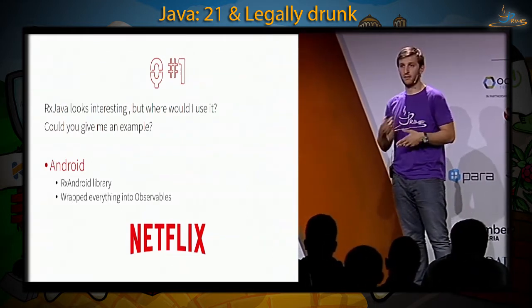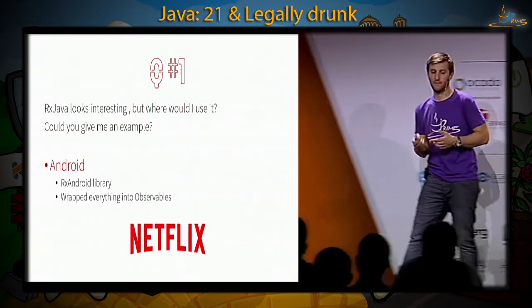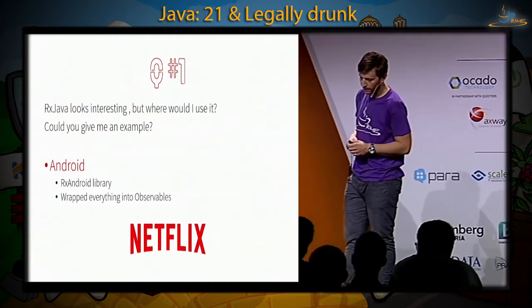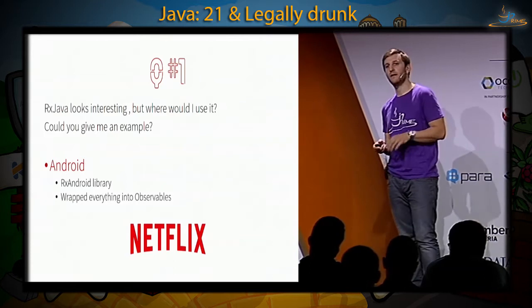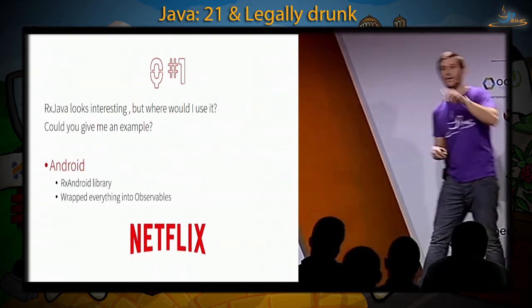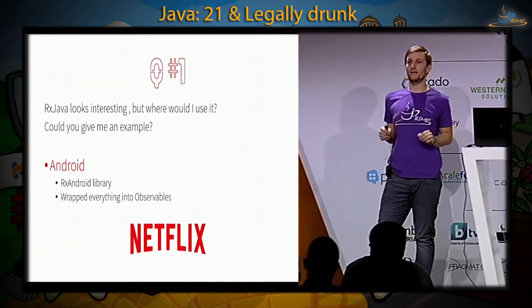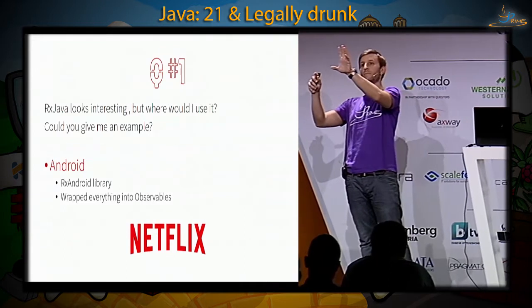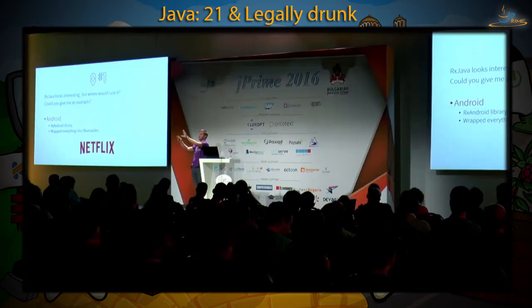So what was the reasoning for implementing RxJava and for using it? Okay, so they used RxJava in their service layer, in their application layer. So this is the layer between the client and the backend Netflix services. So we have the client here, the service layer here, and all behind that are backend Netflix services.